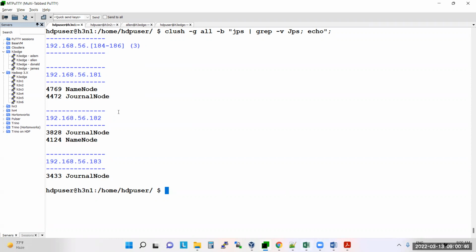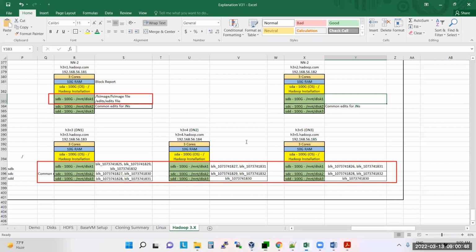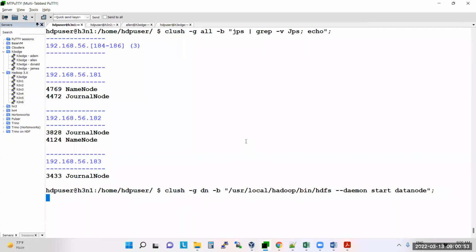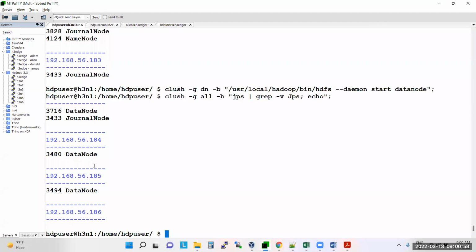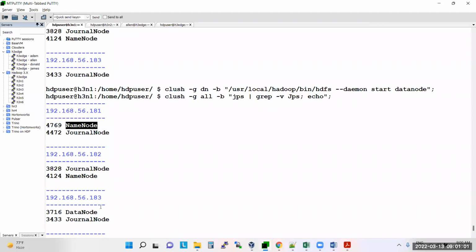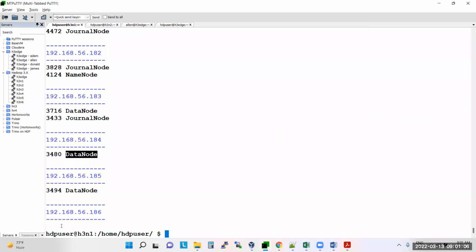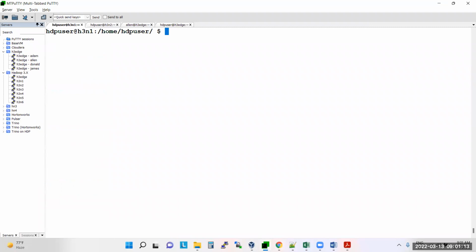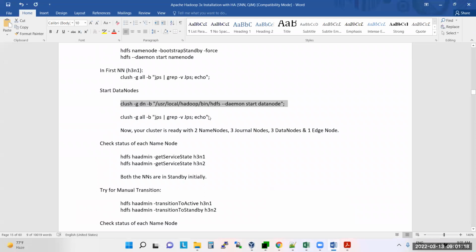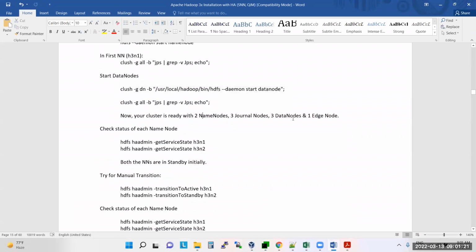Now start the data nodes also. Now you see. Now I have 2 name nodes started, 3 journal nodes started, and 3 data nodes also started. The last one, nothing is there. Why? That is the edge node. Nothing will be there inside that. Now your cluster is ready with 2 name nodes, 3 journal nodes, 3 data nodes, and 1 edge node. Correct or not?